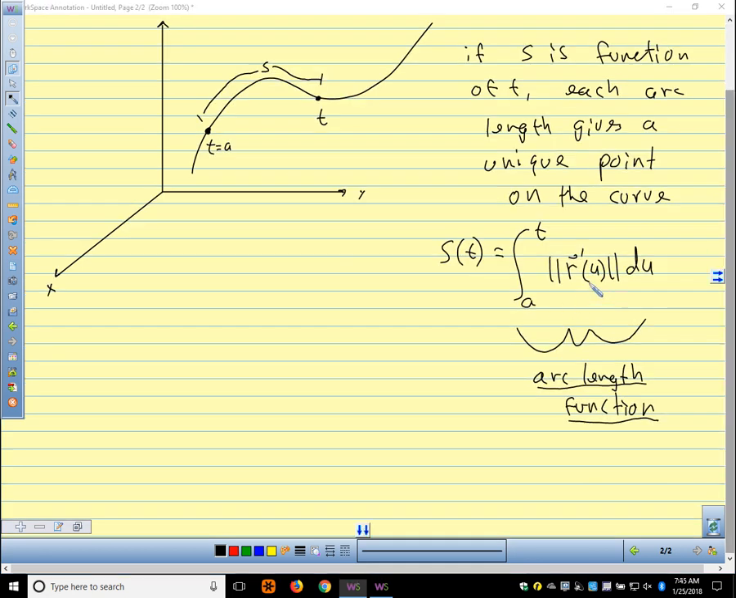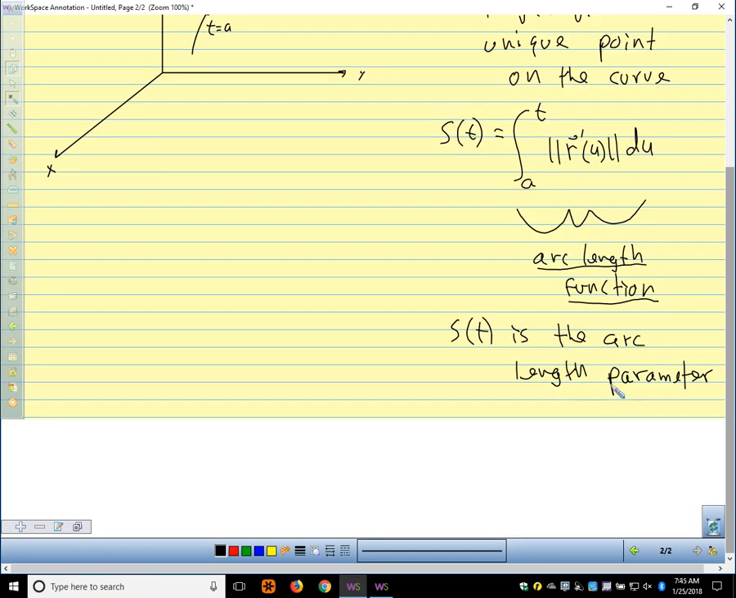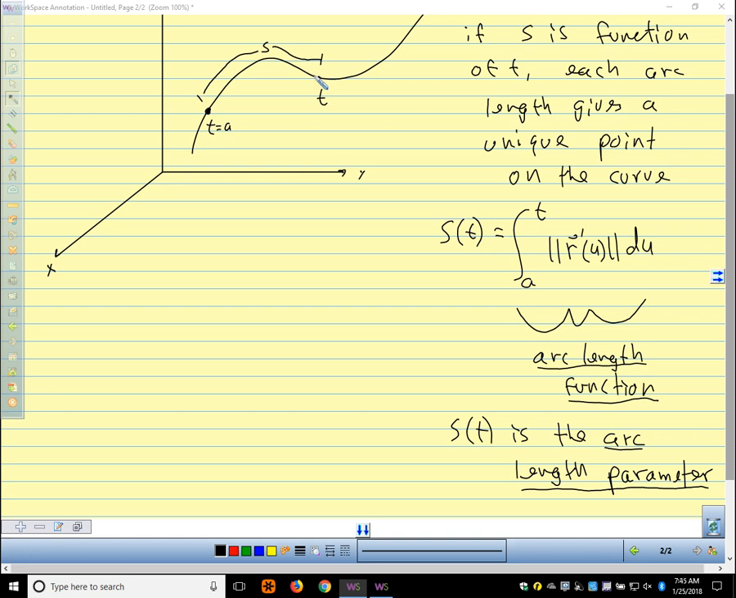All right, so this integral is the arc length function, and s is the arc length parameter. This gives us a way of parameterizing a curve in terms of the arc length. So instead of having x be a function of t, y be a function of t, and z be a function of t, we can have x, y, and z be functions of the arc length, because each arc length gives us a point on the curve.